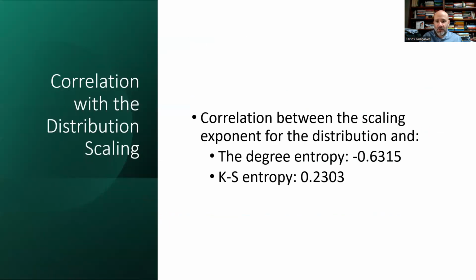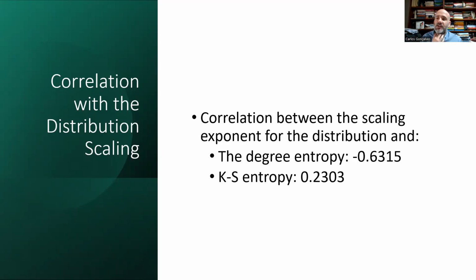There is another correlation between the scaling exponent for the distribution and the degree entropy, which is minus 0.6315. So there is a strong negative correlation between the degree entropy and the scaling exponent for the probability distribution of events, that we calculated earlier. And so the higher the degree entropy, the lower tends to be the fractal dimension associated with the probability distribution in that power law scaling region. So this links directly the graphs, the attractor's topological structure, with self-organized criticality.